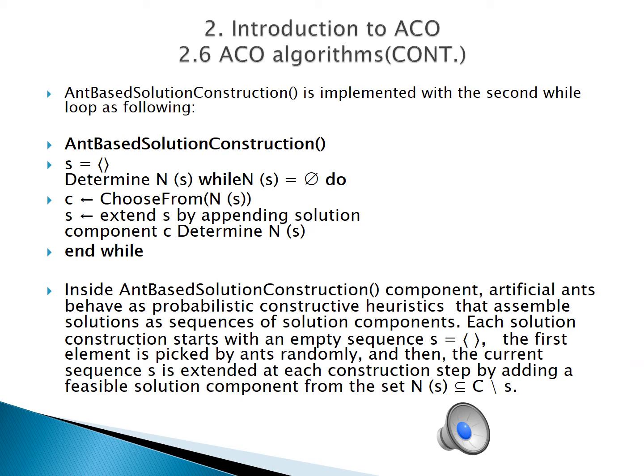Choose C from N, a vector of non-visited cities, and extend S to include C. Then determine whether N is empty. If yes, get out of the loop. If not, continue the loop.